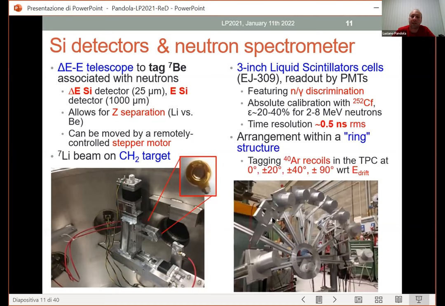We arranged those detectors in a ring structure in order to tag argon recoils in the TPC which have the same energy but take place in a different direction with respect to the electric field. So argon recoils going at 0 degrees, meaning in the same direction as the electric field, 20, 40, and perpendicular to the direction of the electric field.